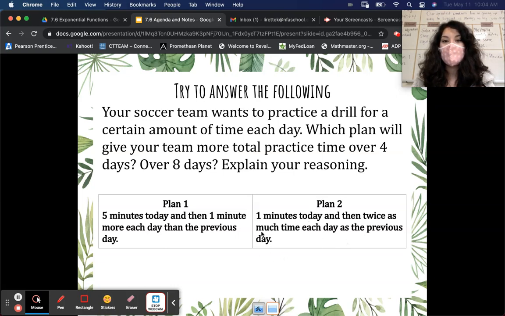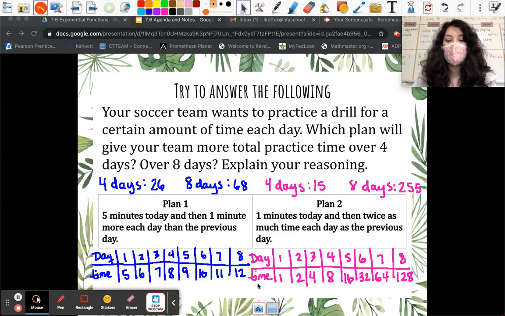the previous day. I encourage you to pause the video, maybe even make a table of values for each plan, and see what type of conclusion you end up with. I will pause my video here, and then when you unpause, you should see some work on the screen to explain a solution. Okay, hopefully you've given that some thought. So here's all of my supporting work.